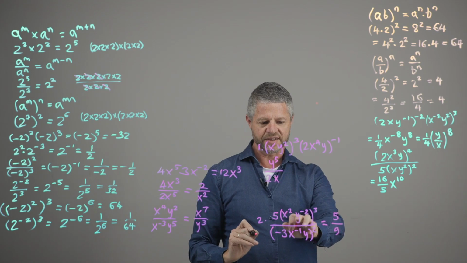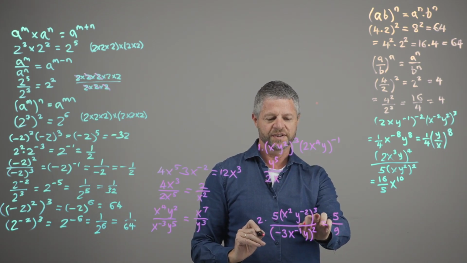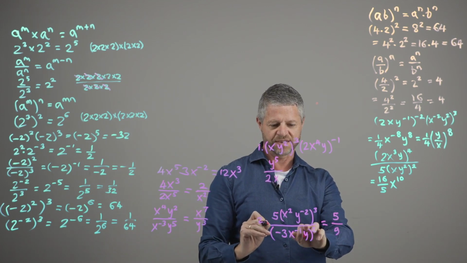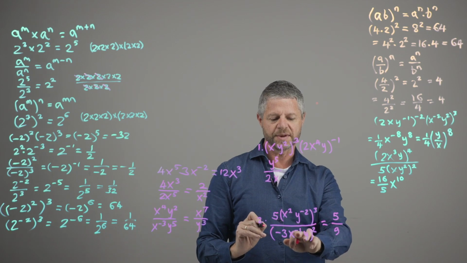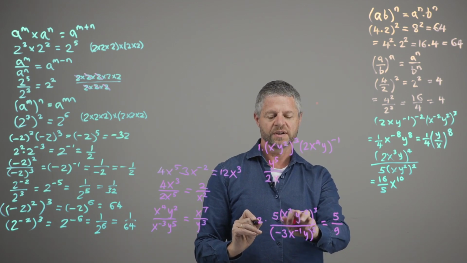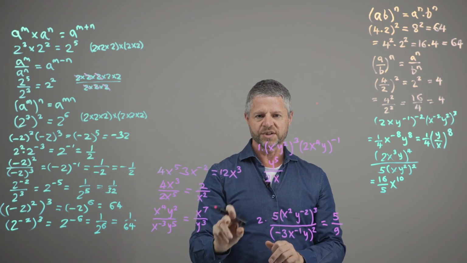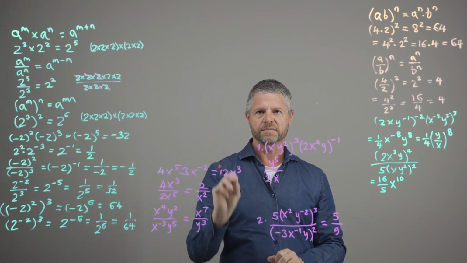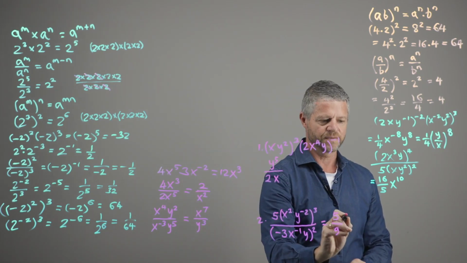And then the x's, we've got x squared cubed. So that's going to be x to the 6. And then we got x to the minus 1 squared. So that's going to be x to the minus 2. So x to the 6 in the numerator, x to the minus 2 in the denominator. 6 minus minus 2 is 8. So I have x to the 8 in the numerator.